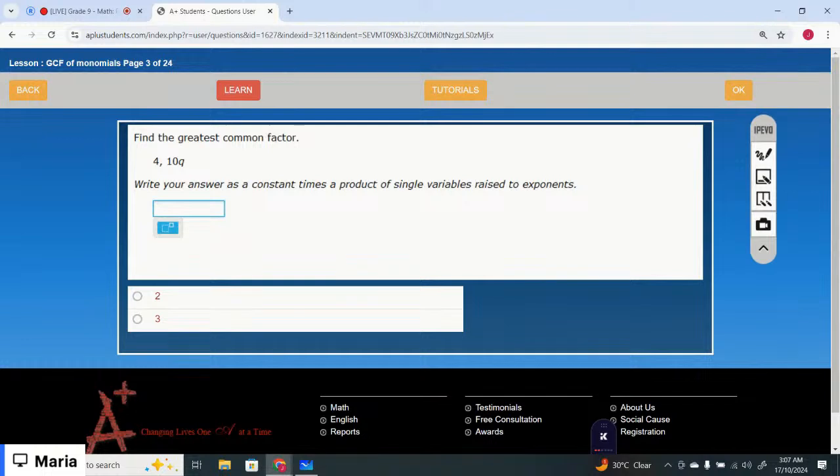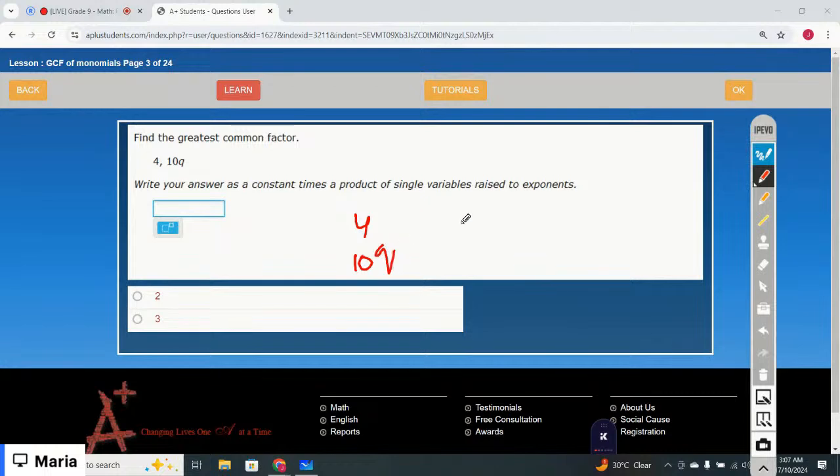Find the greatest common factor of 4 and 10q. So let's just write down their factors, that is 2 times 2 as 4 and 2 times 5 as 10. So the greatest common factor is 2. The correct option is option number 1. Got it?